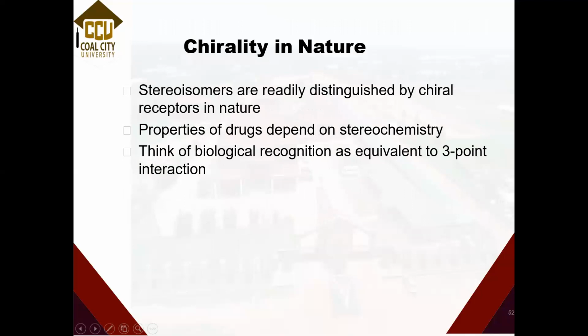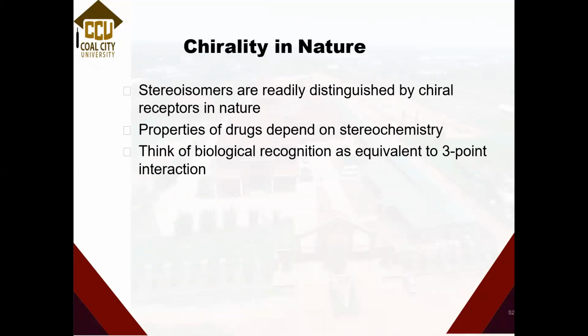So, chirality in nature. In nature, we also have chirality. Stereoisomers are readily distinguished by chiral receptors in nature. Properties of a drug depend on stereochemistry. Most drugs, 90% of drugs, depend on stereochemistry, because you need to look at whether it is the R or the S configuration of that drug. Like I said when we began this course, when you take a drug that is supposed to have the R configuration but has the S configuration, it won't do the same work because they are not the same.